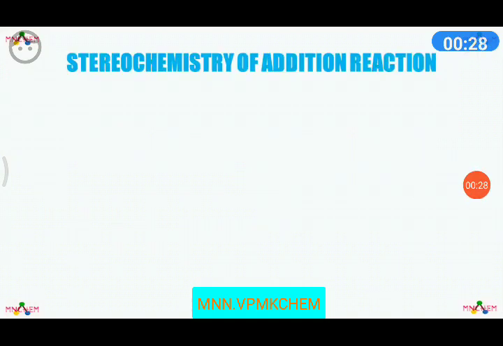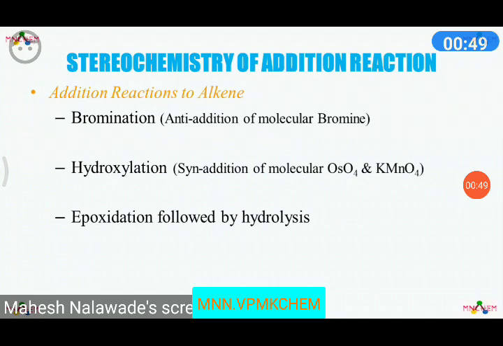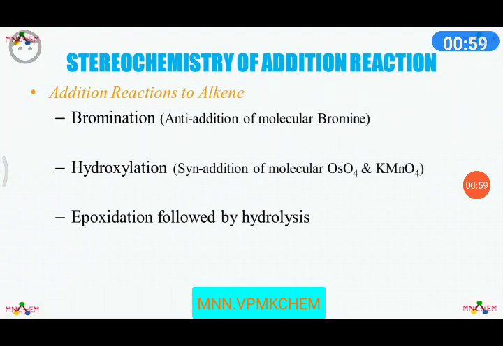Today's lecture we are going to discuss stereochemistry of addition reactions, particularly addition reactions to alkenes. In that, we are going to see three different reactions. Bromination, which proceeds with anti-addition of molecular bromine. Second, hydroxylation, also known as syn hydroxylation, because of syn addition of osmium tetroxide or KMnO4. And third is epoxidation of alkene followed by hydrolysis.